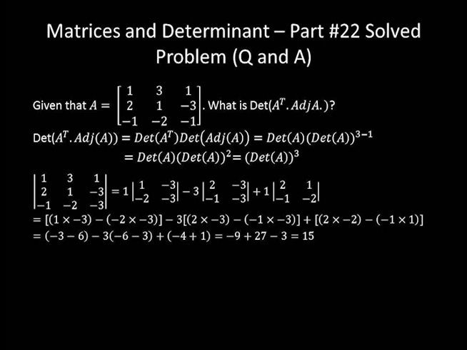To find the determinant of A transpose times adjoint of A, we have to cube the determinant of matrix A. The determinant of matrix A is 15. 15 cubed gives us 3375. This concludes part 22.